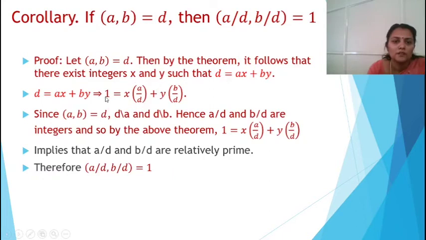So d equal to ax plus by, which implies that, dividing both terms by d, d by d, which is equal to 1, is x into a by d plus y into b by d. Since GCD of a and b equal to d, d divides a and d divides b, hence a by d and b by d are integers. So by the theorem, 1 is equal to x into a by d plus y into b by d implies that a by d and b by d are relatively prime. Therefore, GCD of a by d and b by d equals 1.